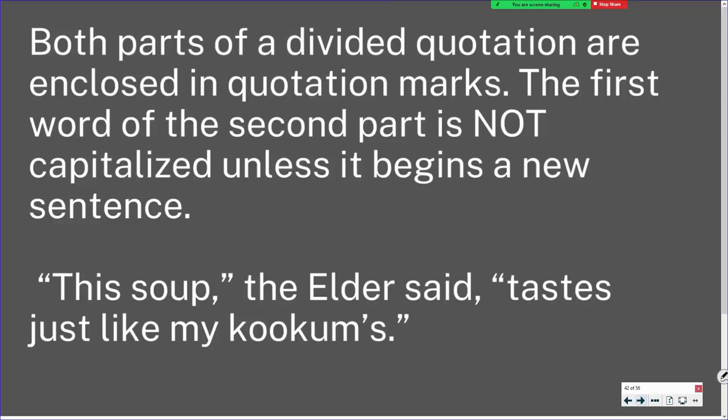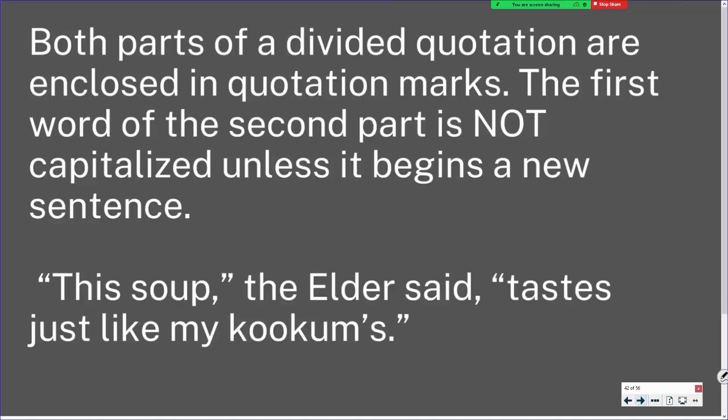A divided quotation is when you've quoted somebody, but you've split it up. The first word of the second part is not capitalized unless it begins a new sentence. So: "This soup," the elder said, "tastes just like my kokum's," right? In this example, the full quote reads, "This soup tastes just like my kokum's," but that quote is divided. It's a divided quotation.